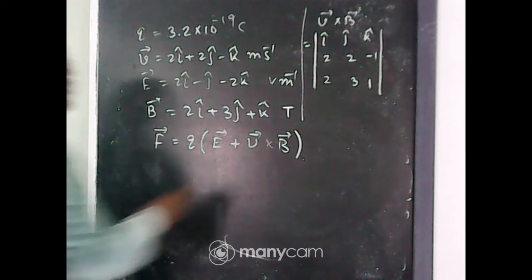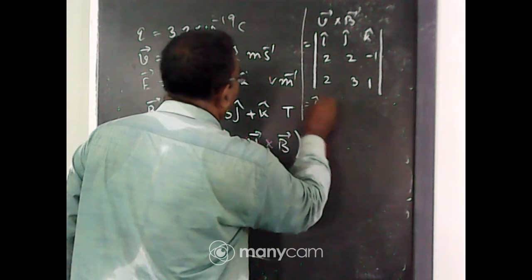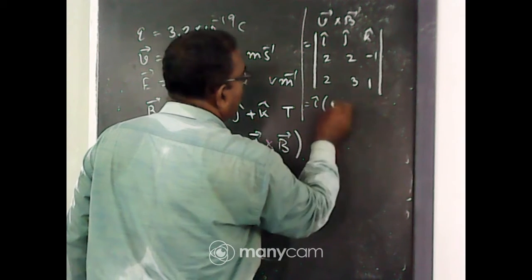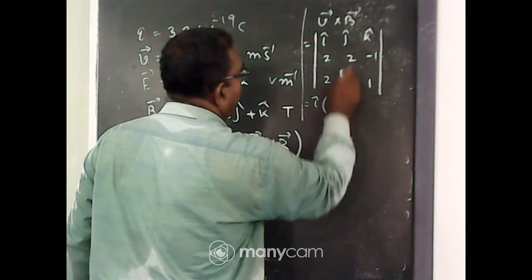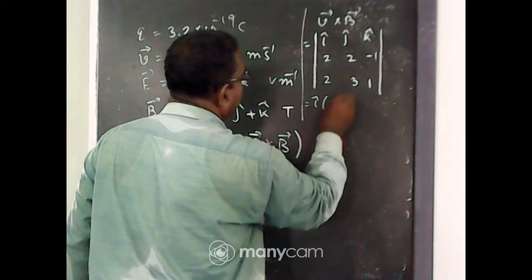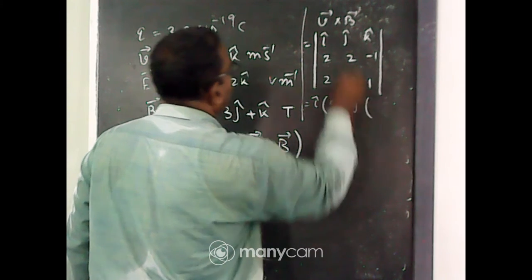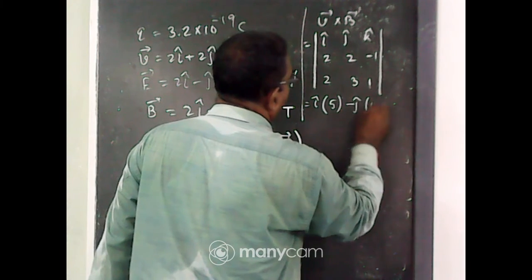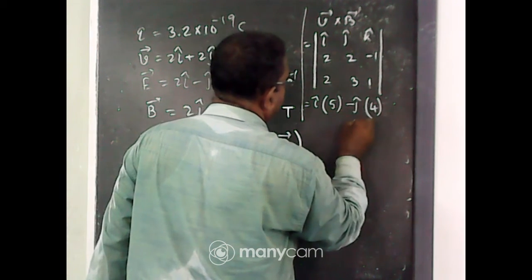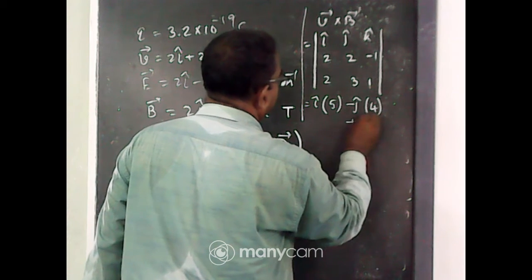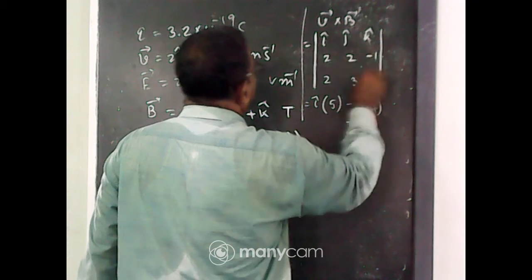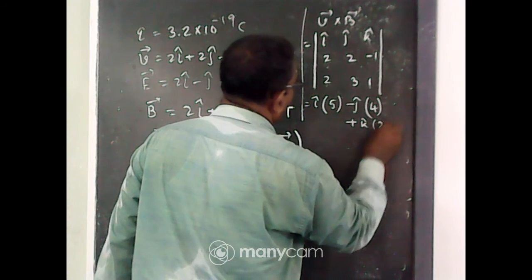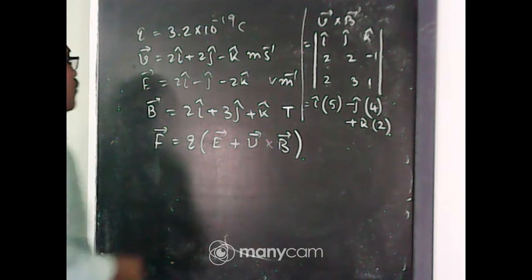Okay. So you know this value, the i. This and that are out, cross multiplication. 2 minus minus plus, 2 plus 3 equal to 5. Minus j into j, 2 and minus plus 2 means 4 plus k. This and that are out, 6 minus 4 equal to 2.